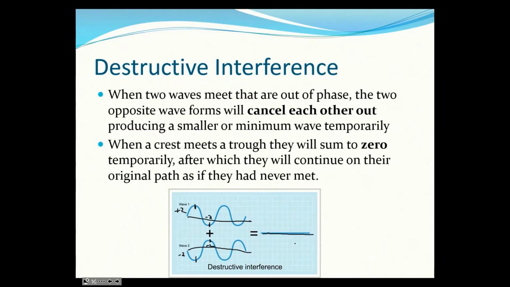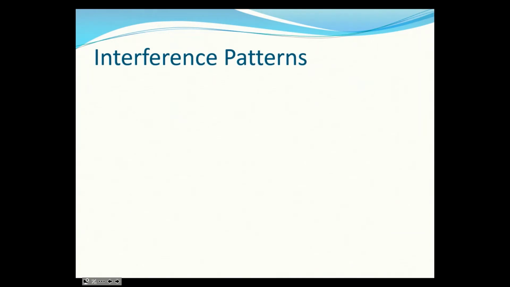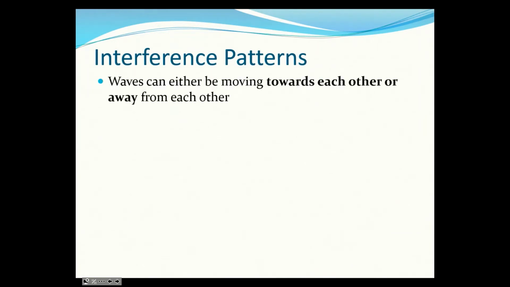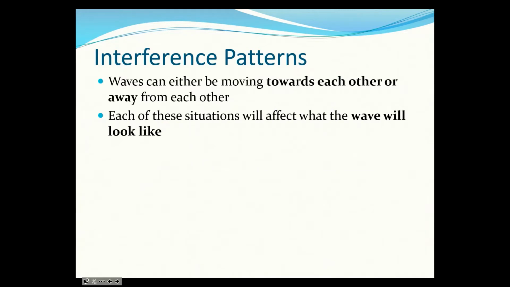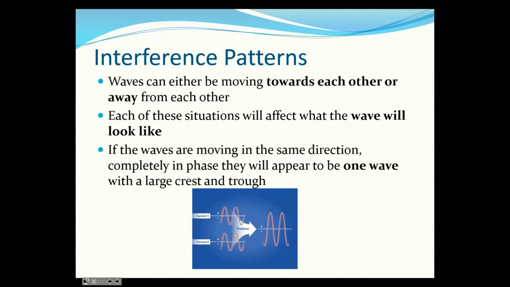So this is the interference patterns. So waves can be either moving towards each other or away from each other. So each of these situations will affect what that resultant wave will look like. If the waves are moving in the same direction, completely in phase, then they'll be one wave with large crests and large troughs. So this is our wave 1, this is our wave 2, and we get this bigger amplitude. And you can see the wavelength and frequency aren't changed.